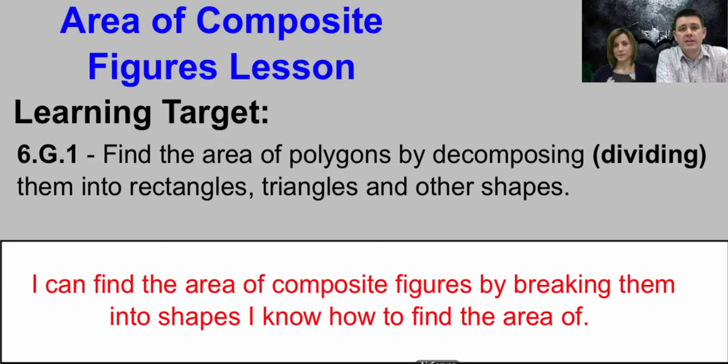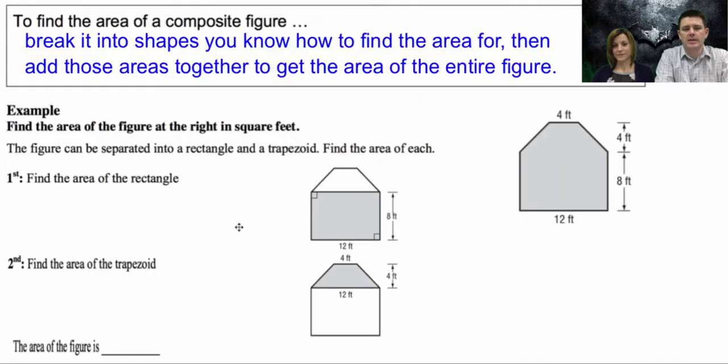Welcome back for our next lesson on area of composite figures, one of my favorite of the area unit. You might not agree, but I like this one. This is where you're going to find the area of polygons by decomposing, which basically just means dividing them up into smaller shapes, rectangles, triangles, and other shapes. And then our I can statement: I can find the area of composite figures by breaking them into shapes I know how to find the area of. So we're just going to be breaking them into smaller pieces.